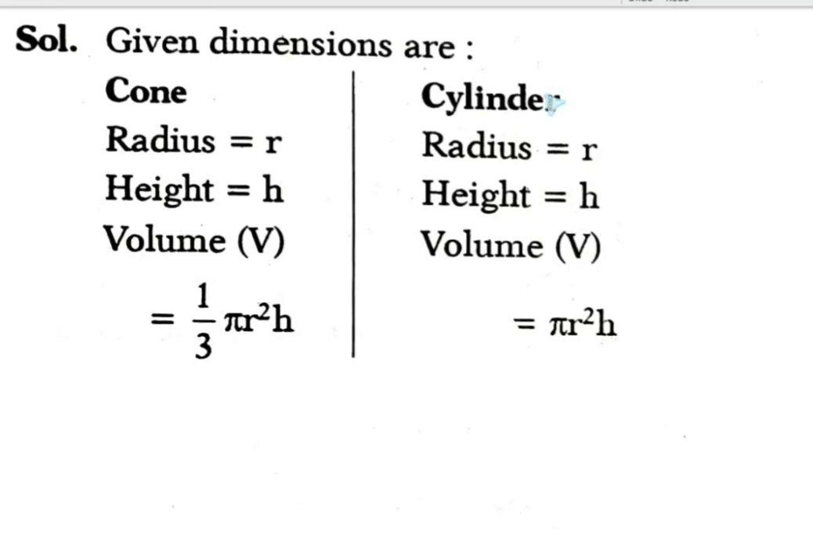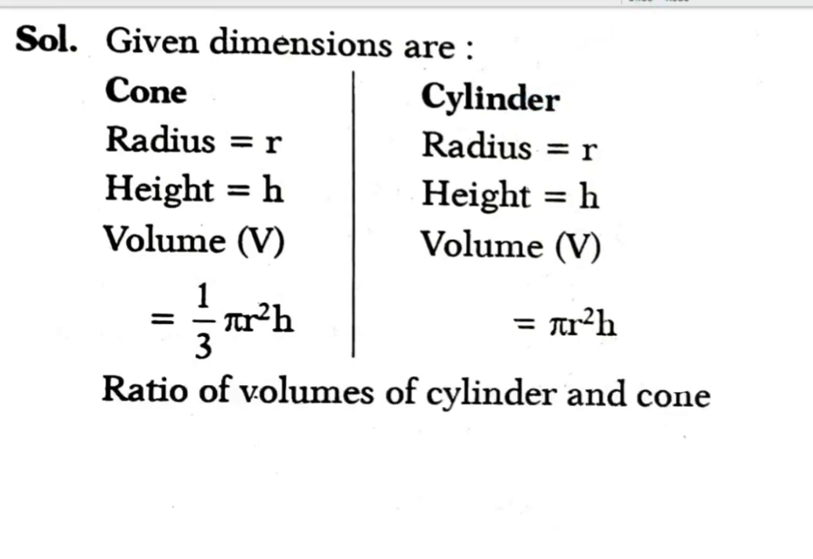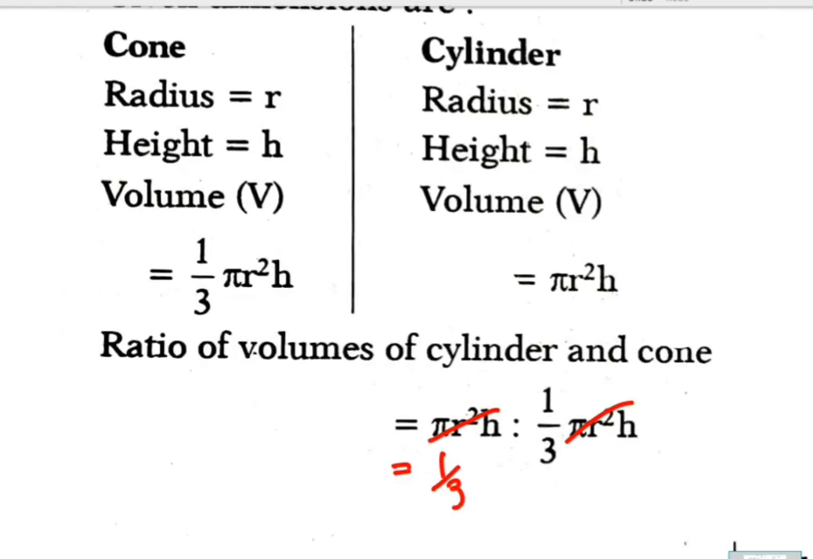We need to find the ratio of cylinder and cone. Ratio of volumes of cylinder and cone is equal to the cylinder's volume pi r square h, and the cone volume is 1 by 3 pi r square h. Here pi r square h cancelled, that equal to 1 by 3. So the ratio of cone to cylinder is 1 is to 3.